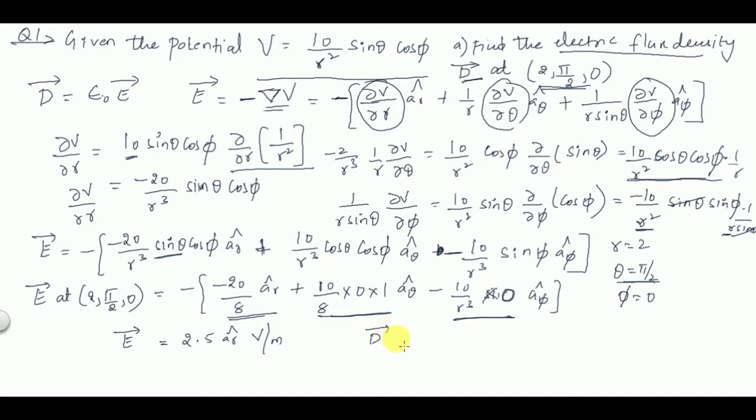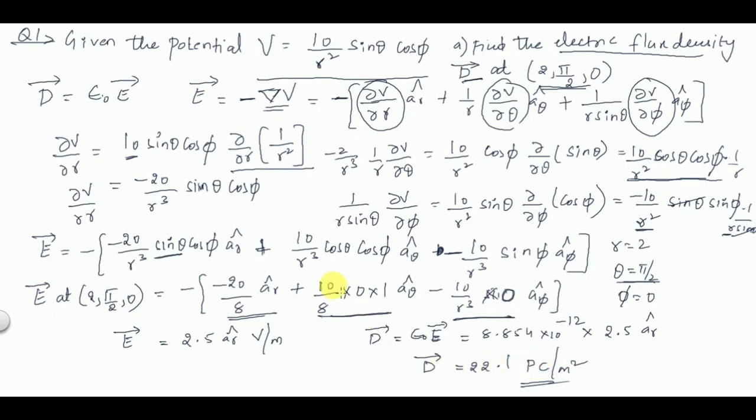Okay, so then what will be D bar? D bar is equal to epsilon naught E bar. So epsilon naught into E bar. So epsilon naught is 8.854 into 10 to the power of minus 12 into E bar, which is 2.5 a_R cap. Okay, so if you solve it with the calculator, you'll get D bar as 22.1 picocoulomb per meter square. Okay, picocoulomb per meter square.